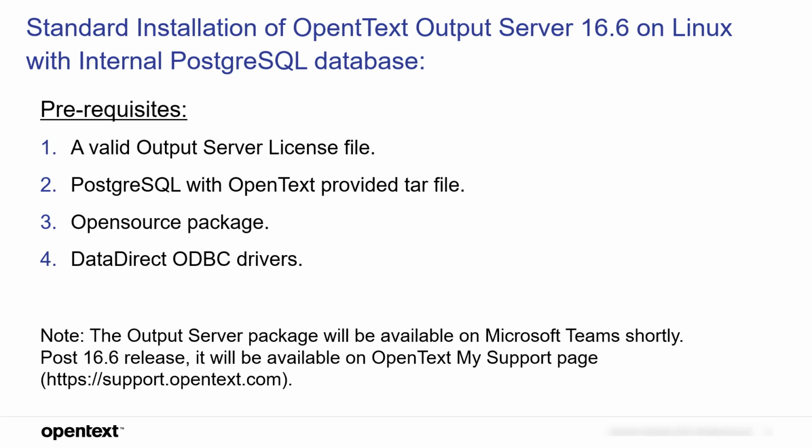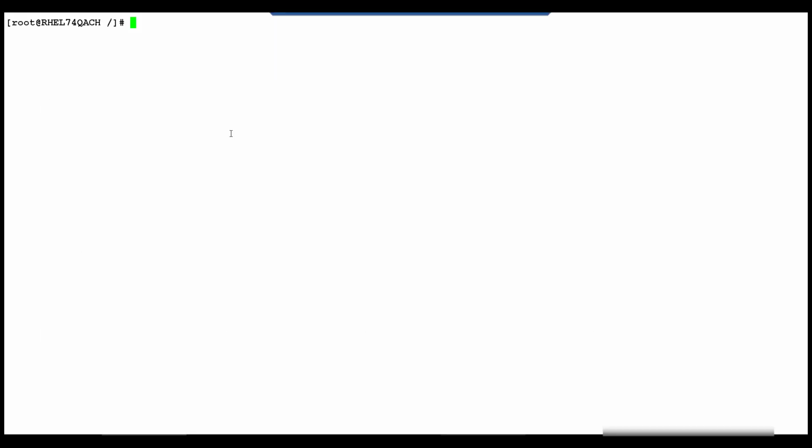To install Output Server, the package will be available on Microsoft Teams shortly, whereas post 16.6 release, it will be available on OpenText My Support page. Next, we will look into the steps to install Output Server using internal Postgres. Log into a Linux machine and navigate to the path where the Output Server package is located.